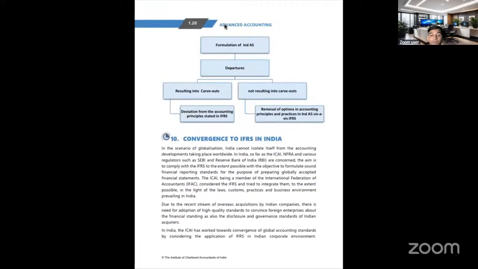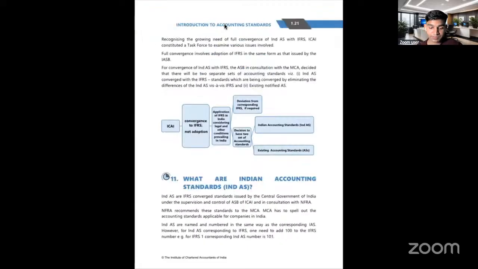Now, formulation of Ind AS: departures resulting in carve-outs, being deviations from the accounting principles stated in IFRS, and not resulting in carve-outs, being removal of options in accounting principles and practices in Ind AS vis-a-vis IFRS. Convergence to IFRS in India.